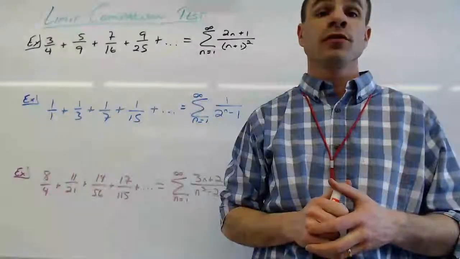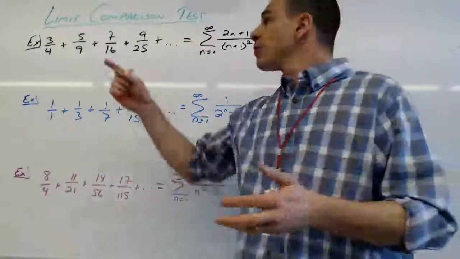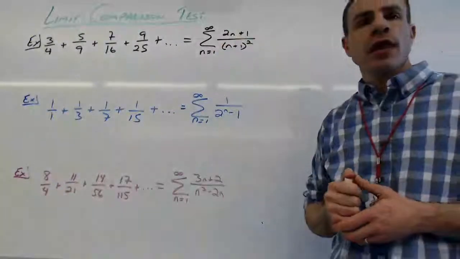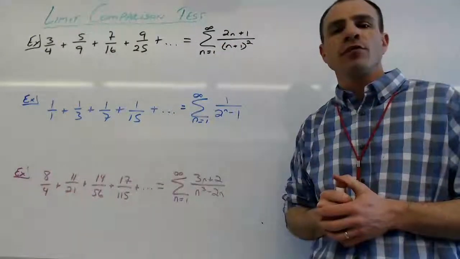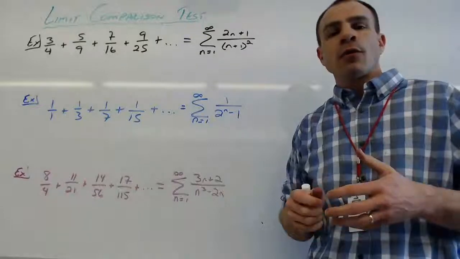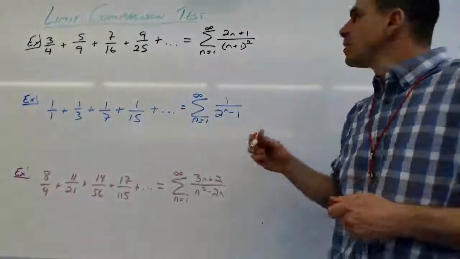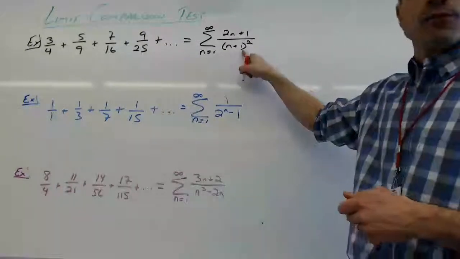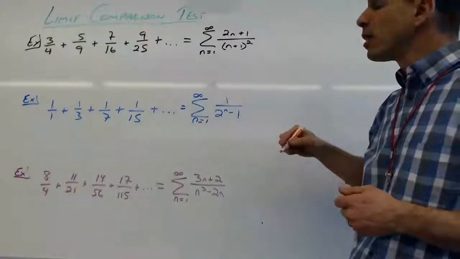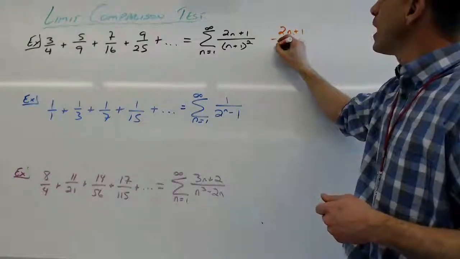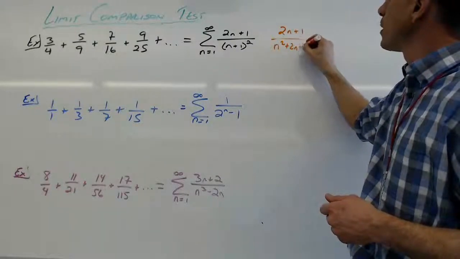Putting the limit comparison test into action. With our first example, we see that we have the series 2n plus 1 over the quantity n plus 1 squared. Now, just thinking about this expression quickly, if we were to FOIL out or multiply out our denominator, we have 2n plus 1 over n squared plus 2n plus 1.